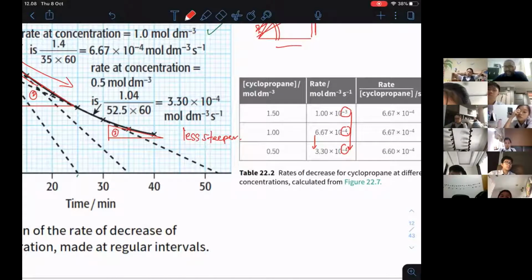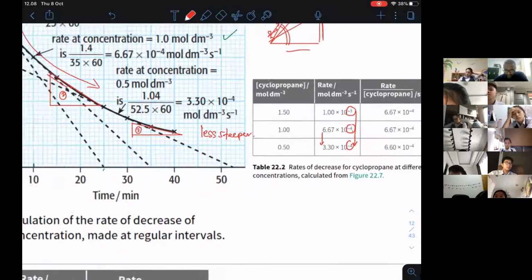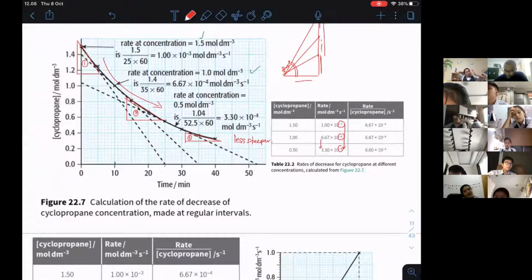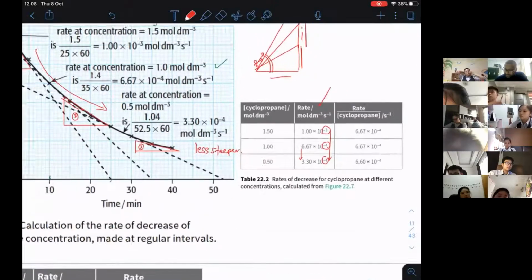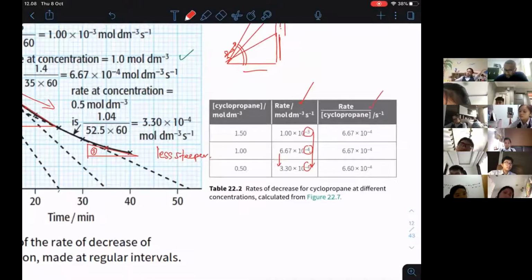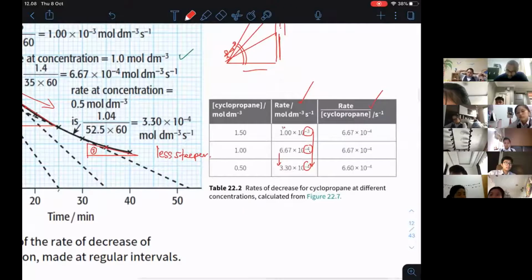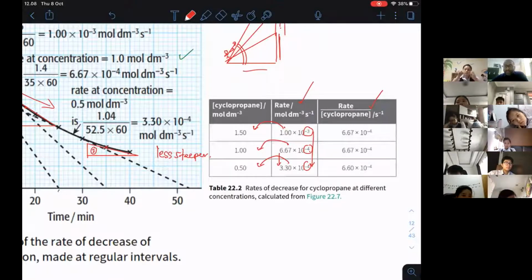Now, what they have done is they took that value of the rate and divided it by the concentration of cyclopropane. This is the rate, they divide with this. Based on this, they found out that this value is constant.